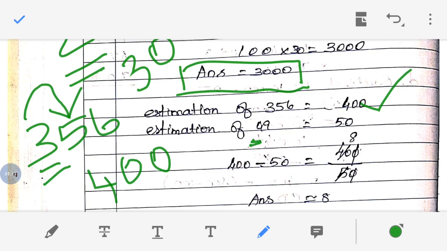Next to the 4, what is present? 9. So if it is 5 or more than 5, we will add 1 to the underlined digit. So 4 plus 1 is 5, and the remaining digits will be changed to 0. So the answer is 50.